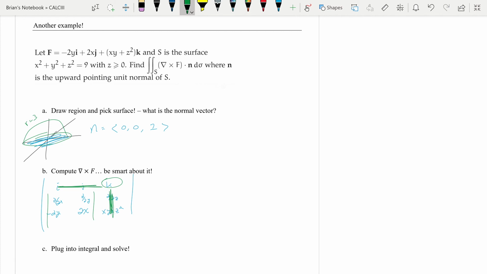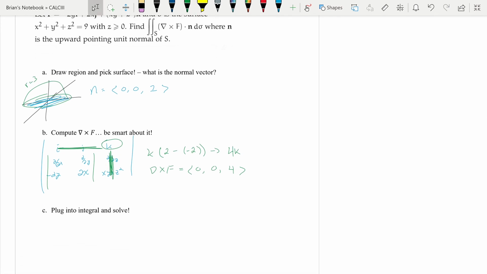So it'd be k times partial x of 2, so 2, minus partial y of negative 2, which is minus negative 2. So we get 4k. Ooh, 4k, just like my camera that I wish I had. So it'd be 0, 0, and 4 for our del cross F. Cool. Now that we have that, we plug it into the integral and we solve.